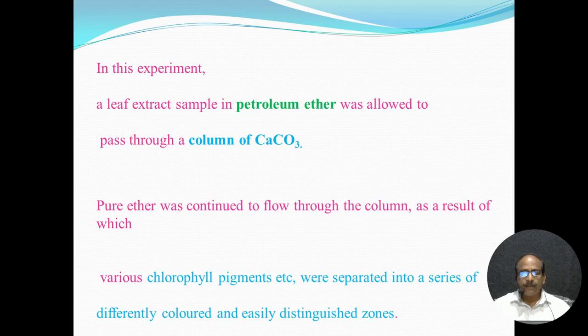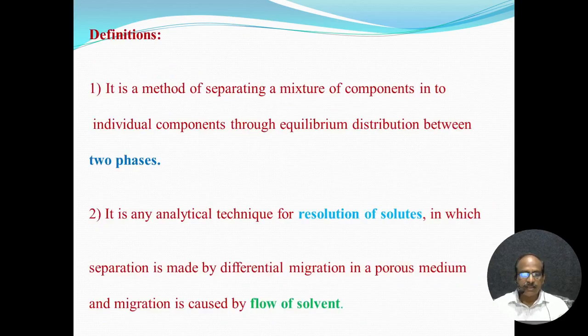What did he do? He took the leaf extract in petroleum ether, the solvent, and passed it through the column containing calcium carbonate. Pure ether was continued to flow through the column, as a result of which the various chlorophyll pigments were separated into a series of differently colored zones.